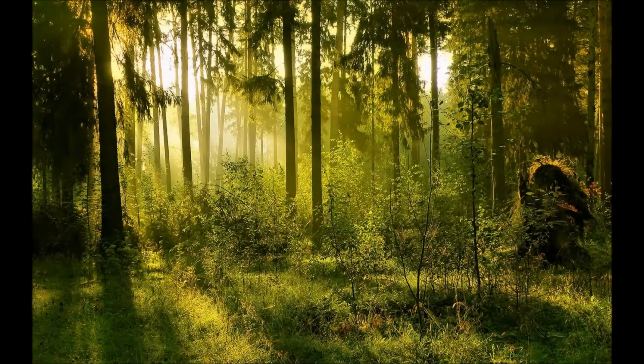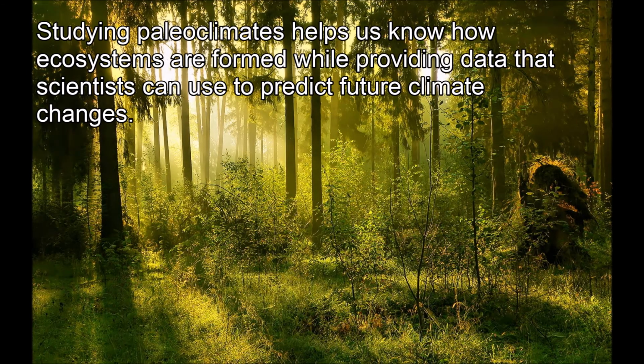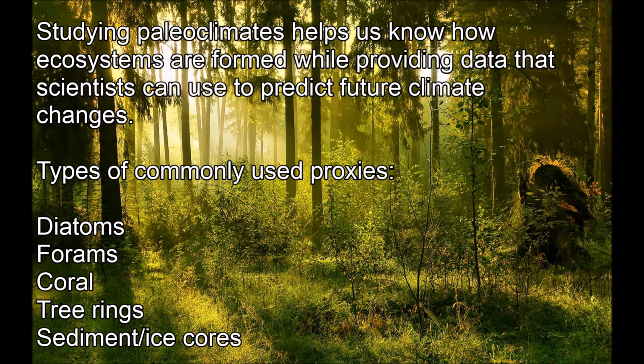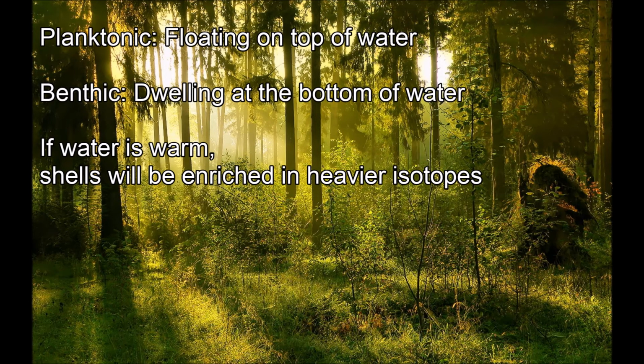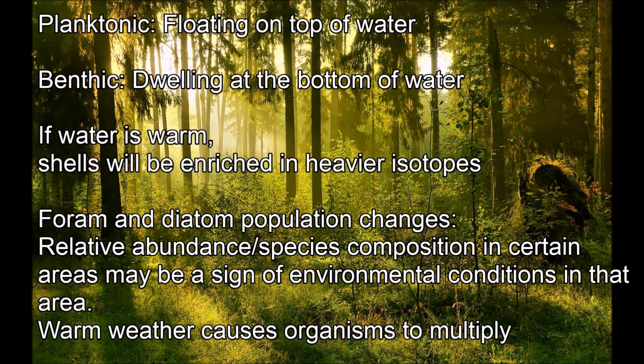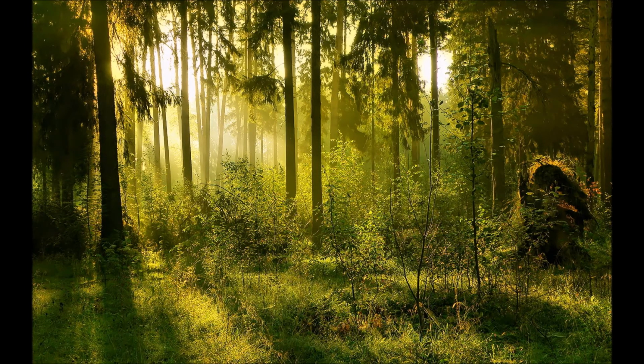Review. Studying paleoclimates helps us know how ecosystems are formed while providing data that scientists can use to predict future climate changes. The commonly used proxies are forams, diatoms, coral, tree rings, sediment cores, and ice cores. Planktonic means floating on top of water, while benthic means dwelling at the bottom. Past water temperatures can be found out based on stable isotope ratios inside the shell. If the water is warmer, the light isotopes tend to evaporate off. Therefore, shells grown in warmer water will be enriched in heavier isotopes. Relative abundance and species composition in certain areas may be a sign of environmental conditions in that area. For example, if the water was warm, organisms multiply.